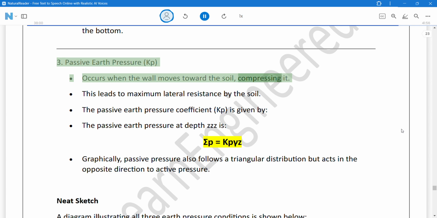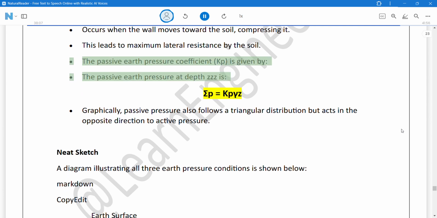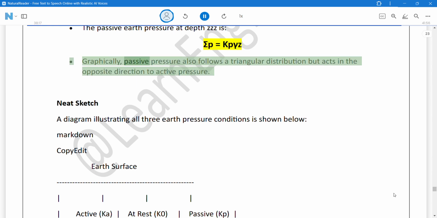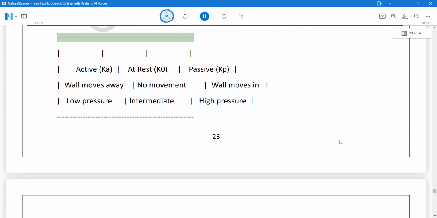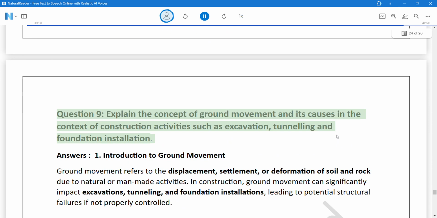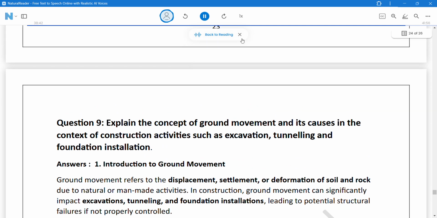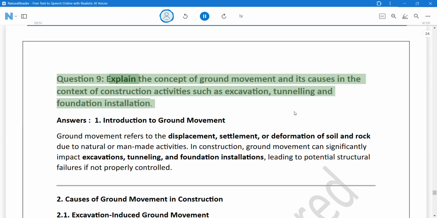3. Passive earth pressure occurs when the wall moves toward the soil, compressing it. This leads to maximum lateral resistance by the soil. The passive earth pressure at depth z is σp = Kp γ z. Graphically, passive pressure also follows a triangular distribution but acts in the opposite direction to active pressure. Neat sketch: a diagram illustrating all three earth pressure conditions. Active: wall moves away, low pressure. At rest: no movement, intermediate pressure. Passive: wall moves in, high pressure.